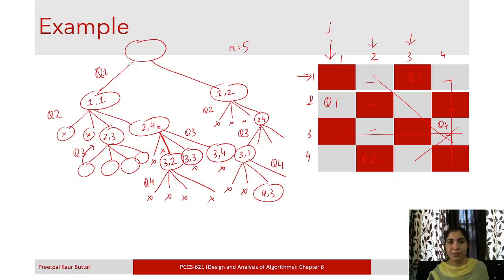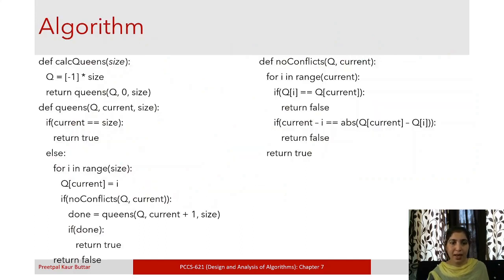And this is the algorithm for this n queens problem. This algorithm is very similar to the concepts which we saw in the previous example. I think you can understand it very well, so I do not need to explain it.